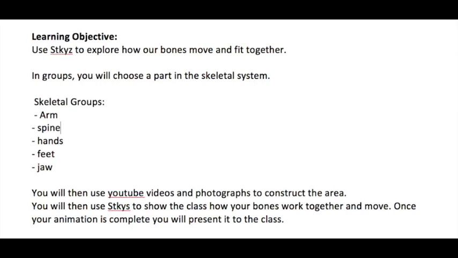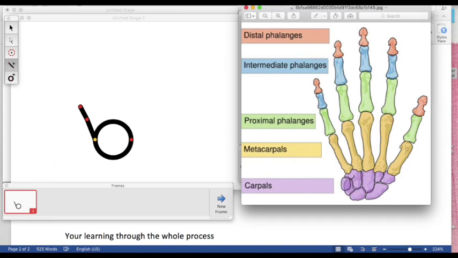This program can also be used as a learning tool for students to consolidate their knowledge. In my science lesson on the body, groups were given a part of the skeletal system to recreate and show the movements in the bones. This is an example of the hand group, who used videos and pictures to base their animation. Their video shows how bones move when you give a thumbs up.